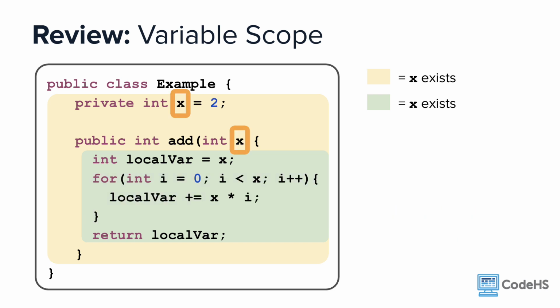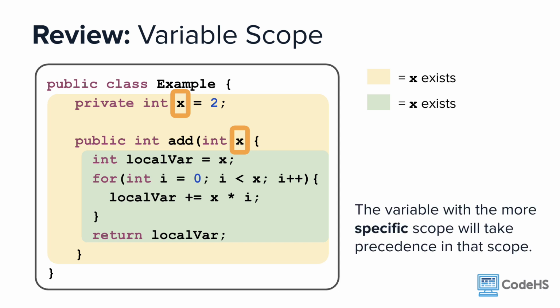And remember, if two variables have the same name in the same overlapping scope, like the variable x now, then the variable with the more specific scope, in this case the parameter variable, takes precedence in that scope. Therefore, all the x's in this add method will be the parameter variable, not the instance variable.